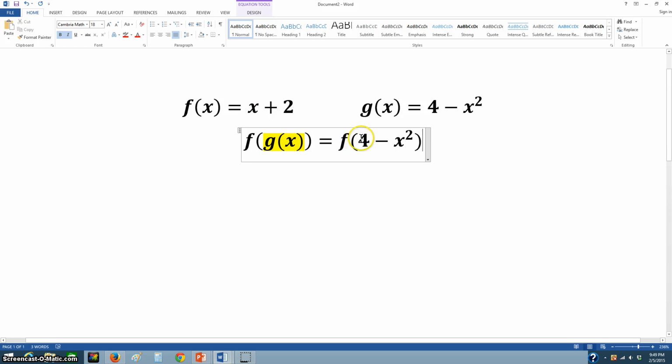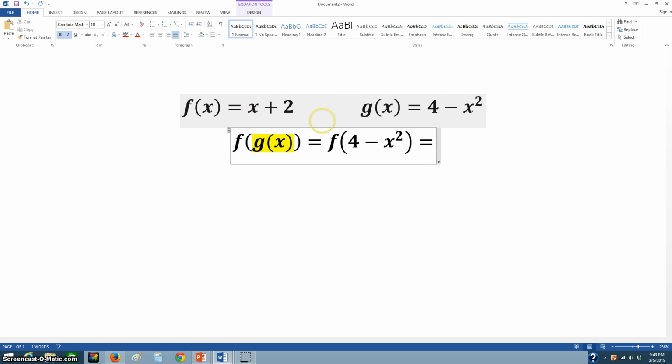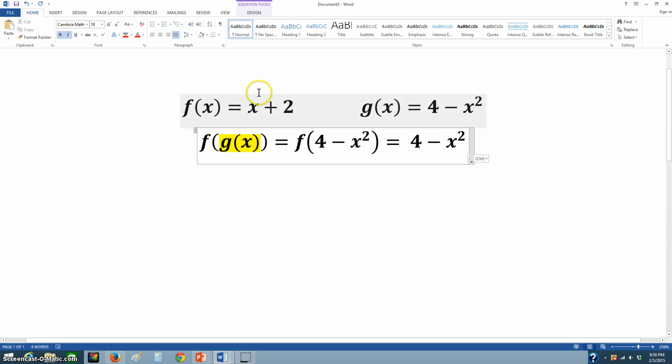So you're going to have to input 4 minus x squared. Okay, so when we do that, let's follow the process. I see an x, so I have to substitute 4 minus x squared. But let's not forget about the rest of my function.